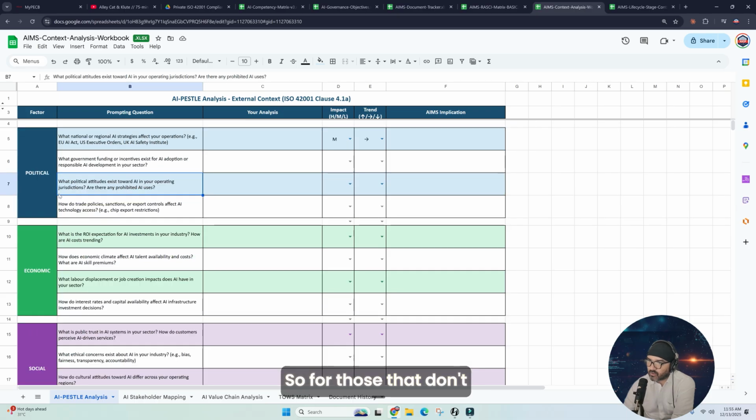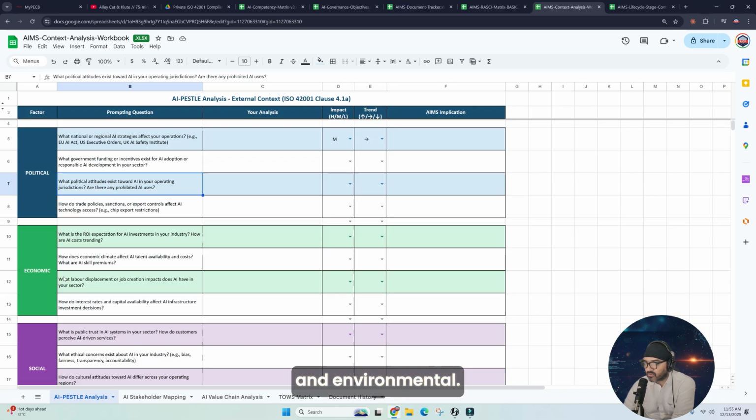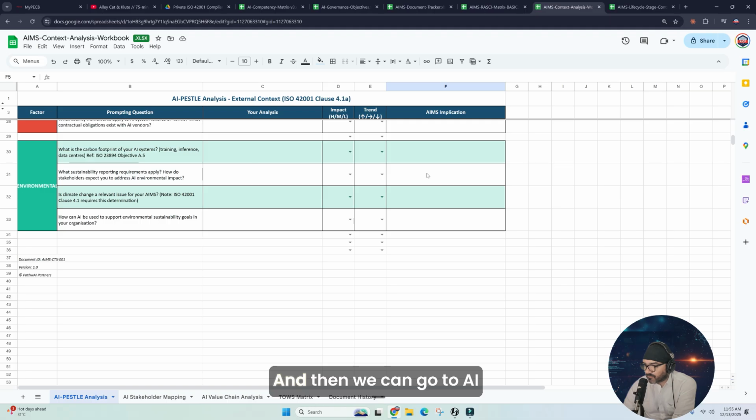So for those that don't know, it's political, economic, social, technological, legal, and environmental. And you can write some analysis there. Is the impact high, medium, or low? What's the current trend? And then an AIMS implication.